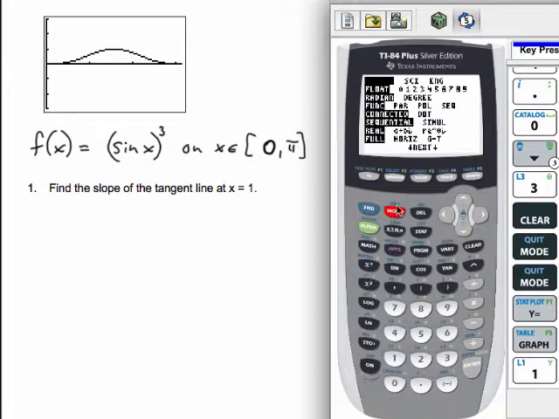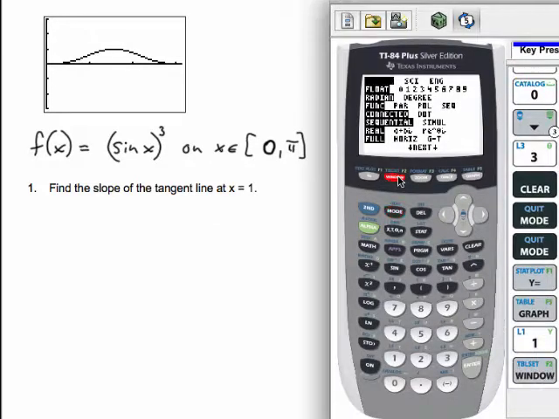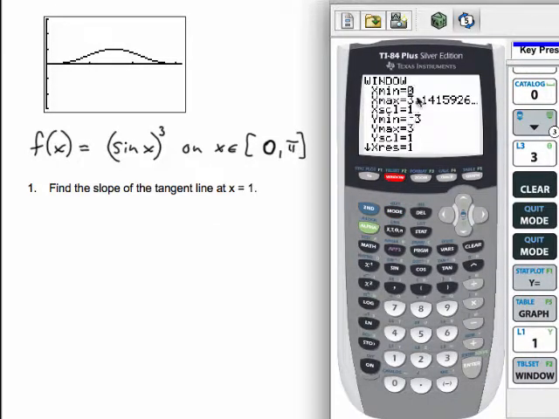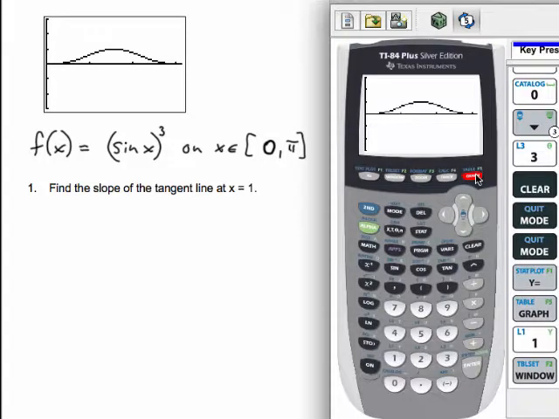Under mode, we need to be sure we're in radian mode. And just so that it fits nicely on the screen, under my window dimensions, I've set my window to go from 0 to pi because that's where I'm being asked to look. And the y values are between -3 and 3. And so I get a function graph, as you can see.